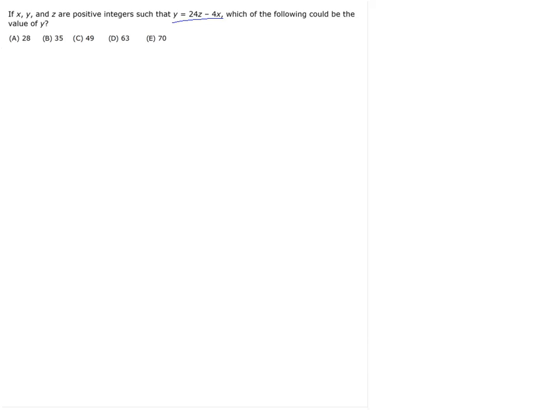Now you could plug in numbers, you can test those numbers out, and you could probably get the answer, but there's a much better way, and a way that will teach you more about the essence of the GMAT. So we talked a lot about factoring, and you can see in this very simple equation that you have the opportunity to factor. Okay, what we can do is take 4 out of the right side of the equation, and we'll be left with 6z minus x.